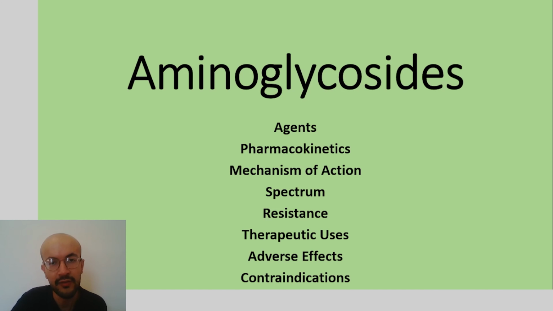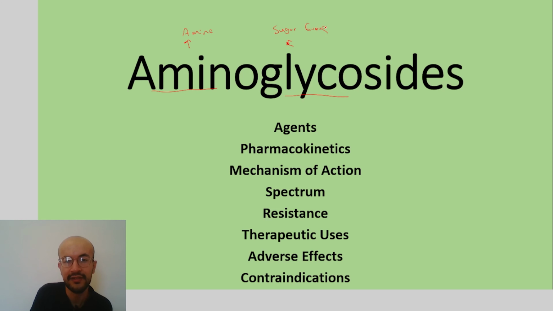So in this video we are going to talk about the aminoglycosides. The aminoglycosides are a group of antibiotics that are used to treat serious infections caused by gram-negative bacilli. And the term aminoglycosides refers to their structure. Amino is because they contain the amine group, and the glycosides mean that they contain sugar groups.